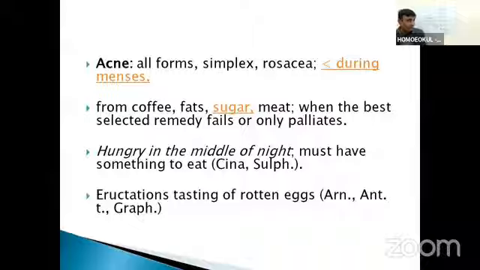Irritations, tasting of rotten eggs: arnica, antim tart and graphites. Irritations like rotten egg. Also add here mag mur. It's clear? So arnica, antim tart, graphites, psorinum and mag mur, you get irritations like rotten egg.